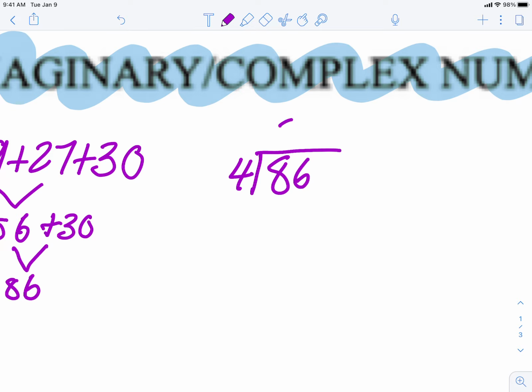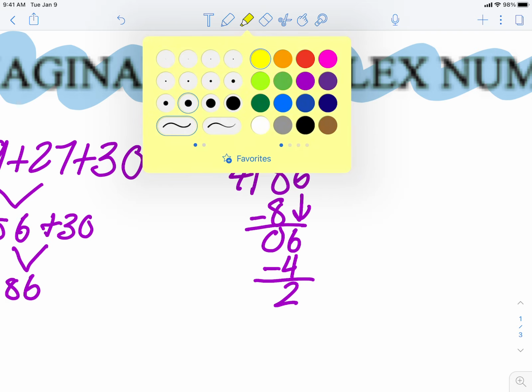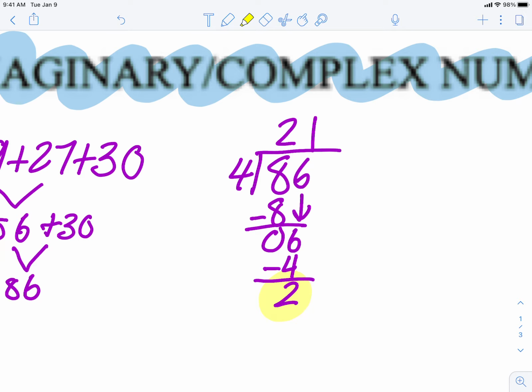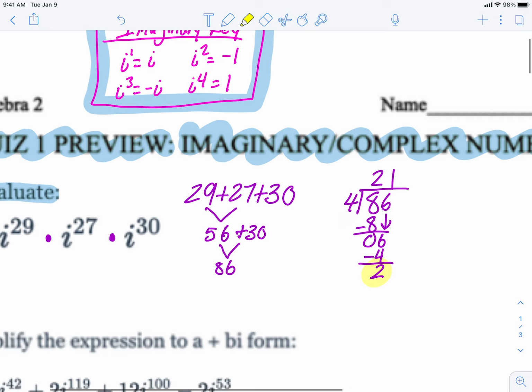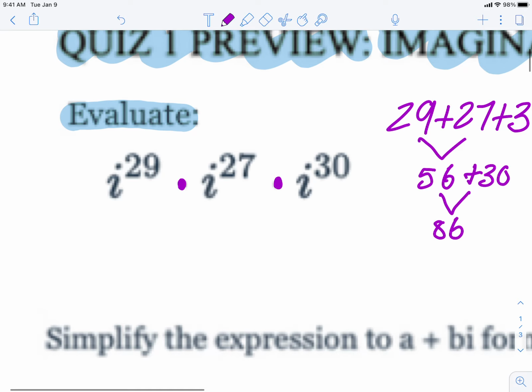4 goes into 8 2 times. 4 times 2 is 8. 8 minus 8 is 0. I bring down my 6. 4 goes into 6 one time. 4 times 1 is 4. And my remainder is 2. So this here, as we remembered, is my new i, right? This is my new i squared. So these three here all became i squared.